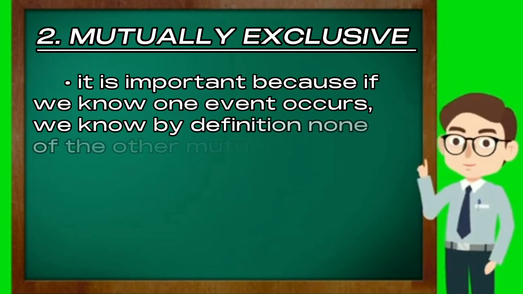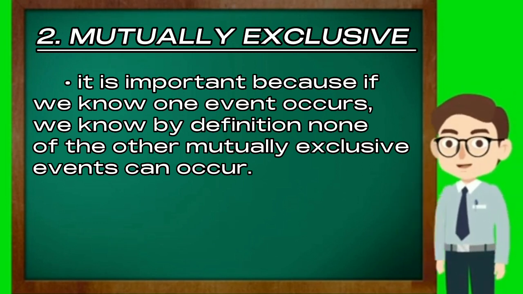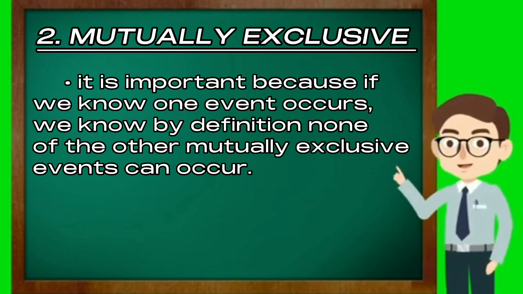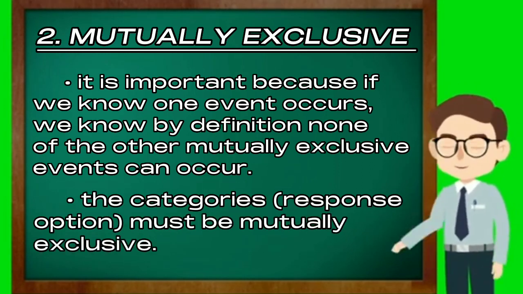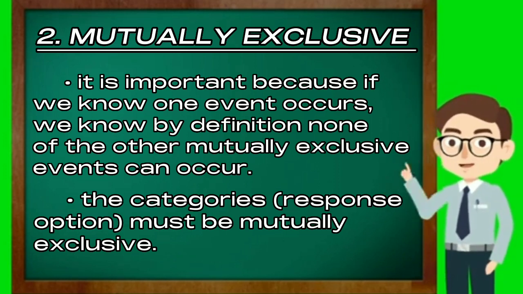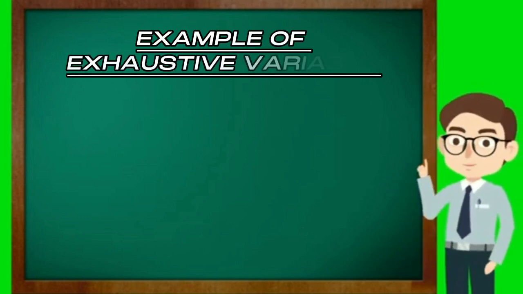Mutually exclusive events are important because if we know that one event occurs, we know by definition none of the other mutually exclusive events can occur. In mutually exclusive, the categories of response options must be mutually exclusive, which means they do not overlap with one another. Example of exhaustive variable.